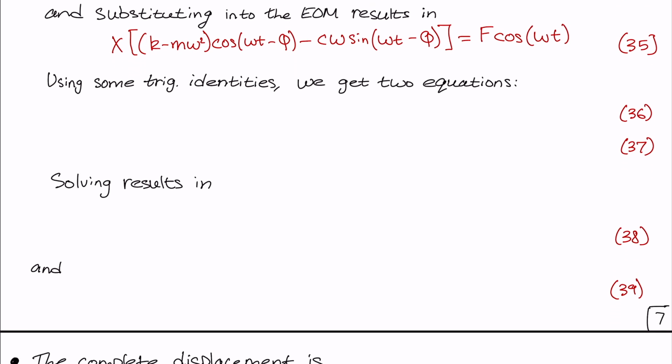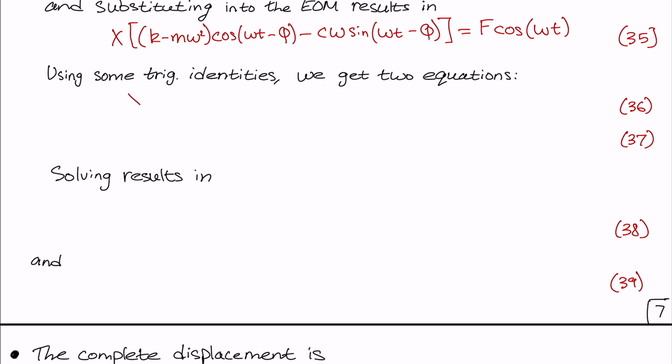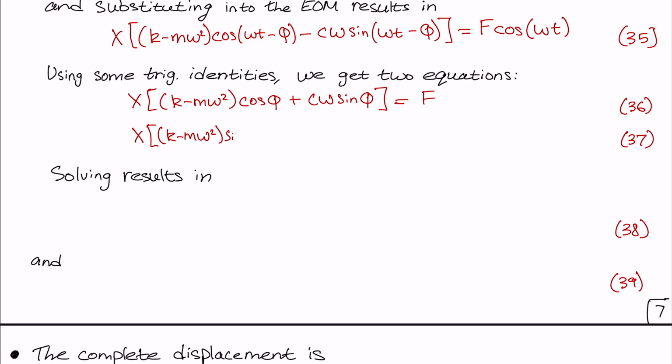Okay, so for 36, we're going to get big X times the quantity k minus m omega squared times the cosine of phi plus c omega times the sine of phi. All of that is equal to F. Then for 37, we're going to get big X times the quantity k minus m omega squared times the sine of phi minus c omega times the cosine of phi. All of that equal to 0.